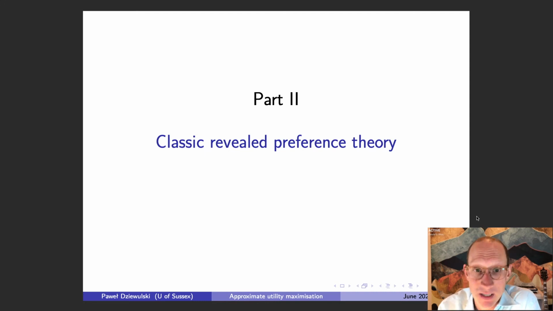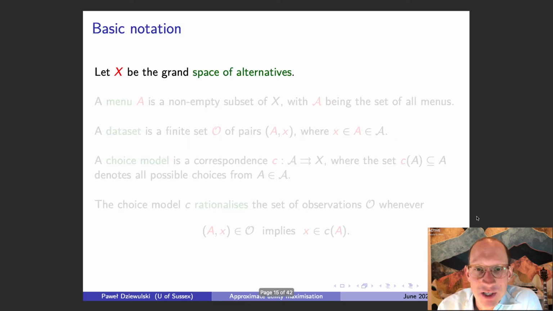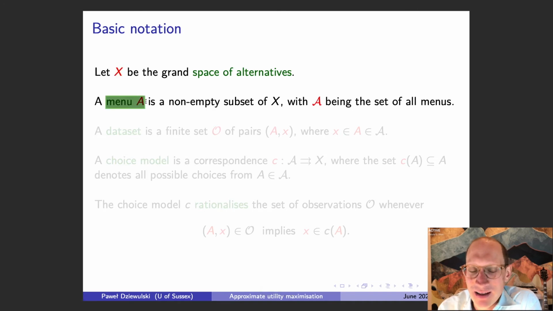So let's start with basic notation. X is just a space of alternatives. I impose almost no assumptions about X. These can be lotteries, sets, consumption bundles, acts. Choose your favorite and stick to it. A menu is nothing else but just a non-empty subset of X. Again, most of the results, at least definitely the main result, assume very little about menus.